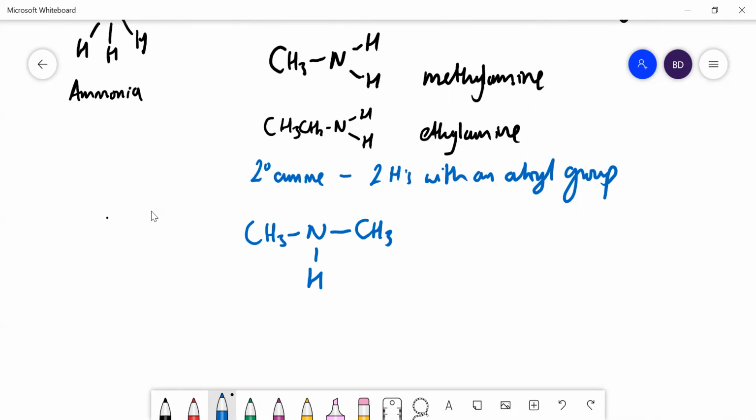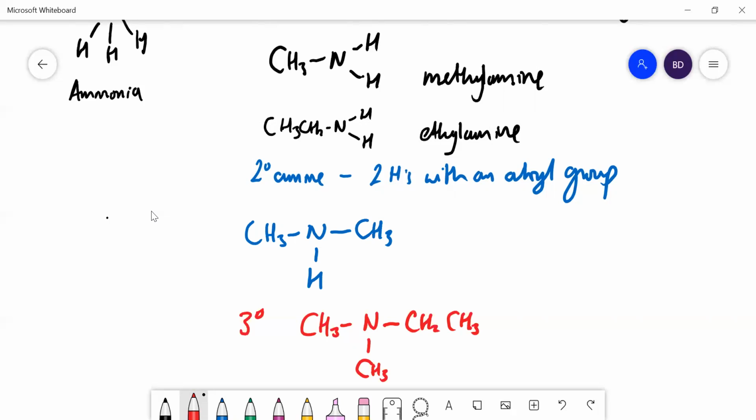Let's talk about tertiary amines. Well, a tertiary amine follows on, doesn't it? It's when you replace all three of the hydrogens with an alkyl group. So a tertiary amine could be dimethylethylamine. So that's a tertiary amine.